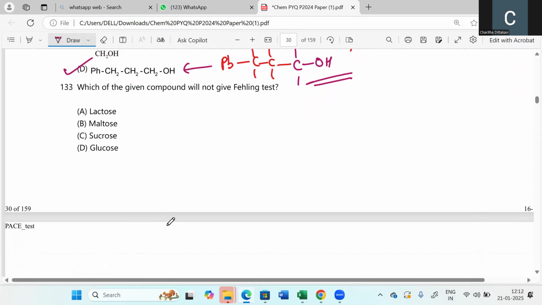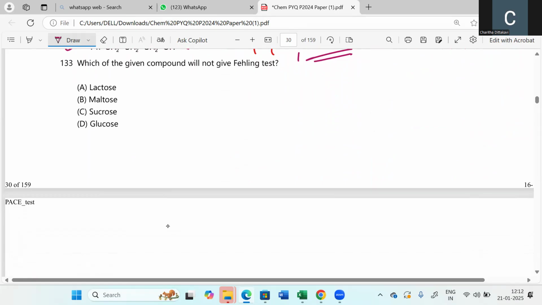Next, which of the following given compounds will not give the Fehling's test? Will not give the Fehling's test. Answer D. Sucrose is a non-reducing sugar. It does not reduce Fehling solution. Okay. So, oh, one second, not D, sorry. Sucrose.